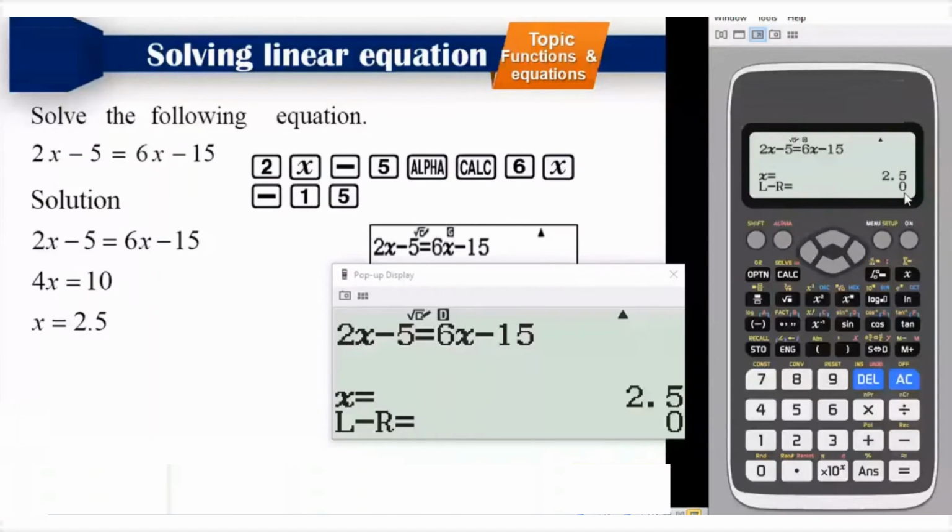And whether I input x as 2.5 on the left hand side or I put x as 2.5 on the right hand side, I will get 0 on both the sides. I hope this is clear.